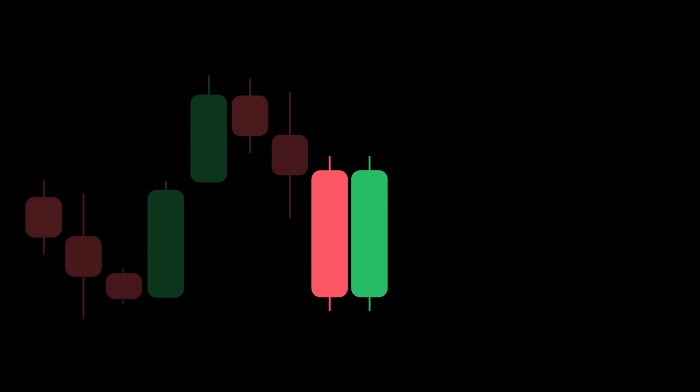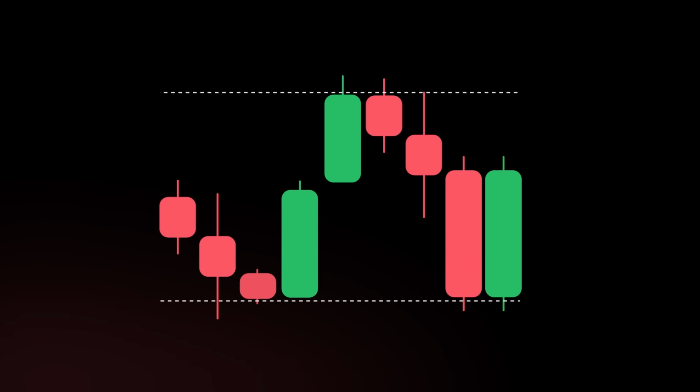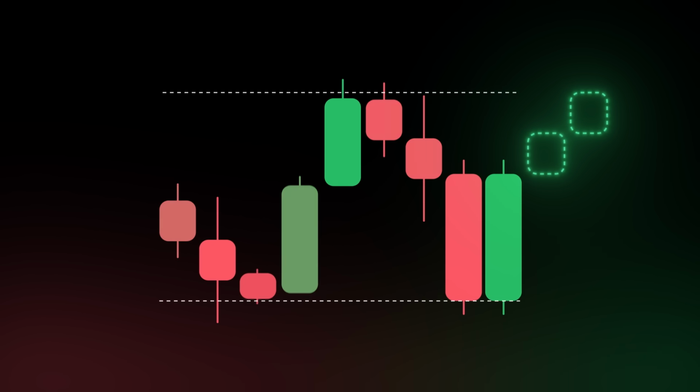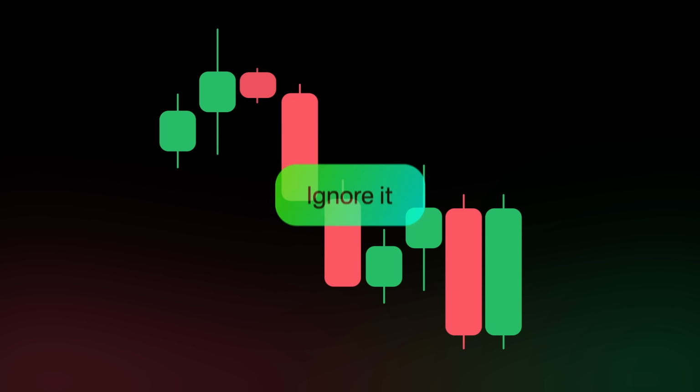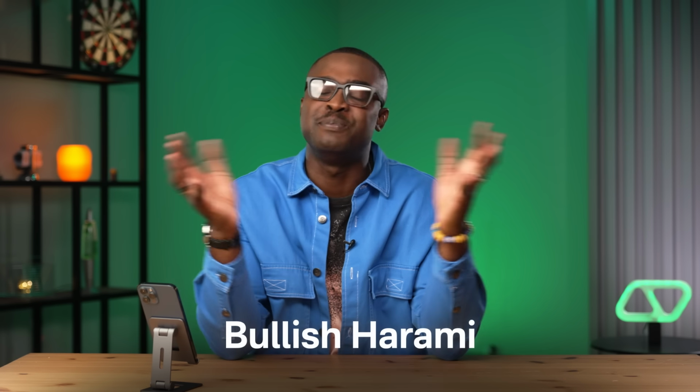Here's the filter. If this scenario takes place at a specific level, especially at the previous support level, it means the trend is meaningful. If it happens randomly in the middle of nowhere, ignore it. Our last pattern for part 1 is the Bullish Harami.